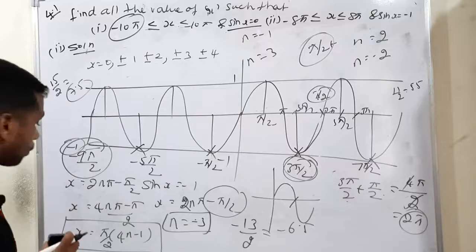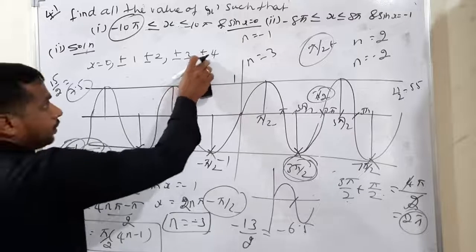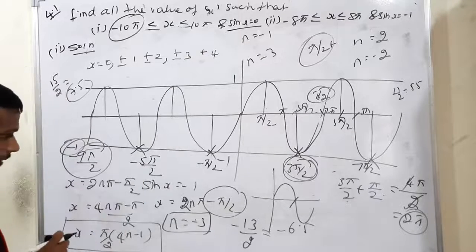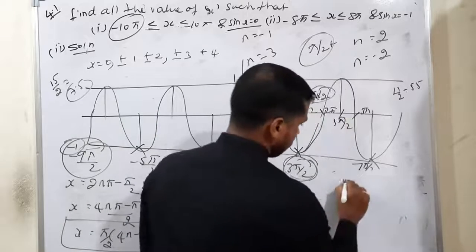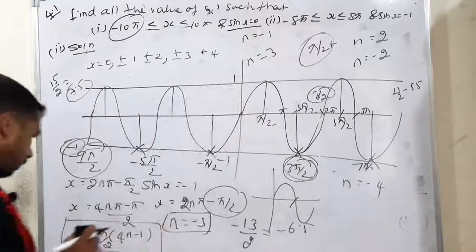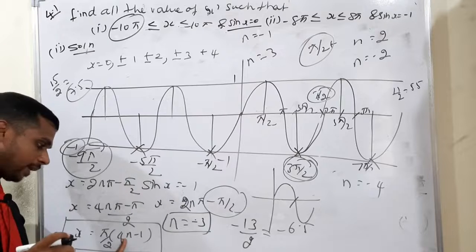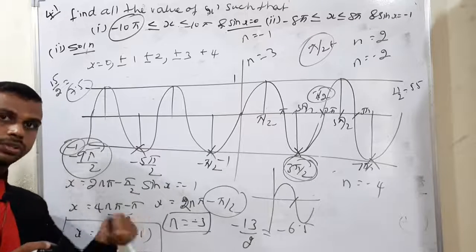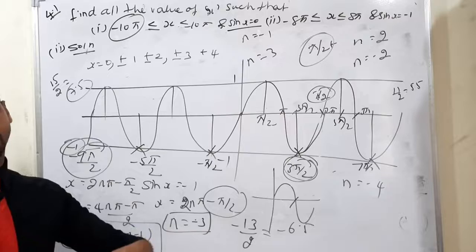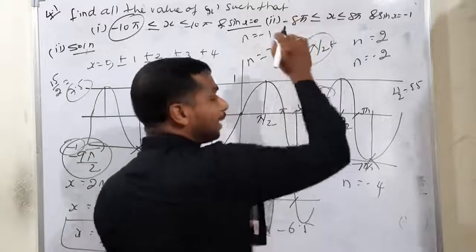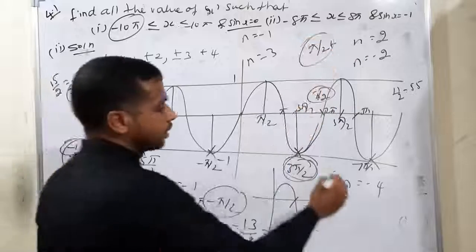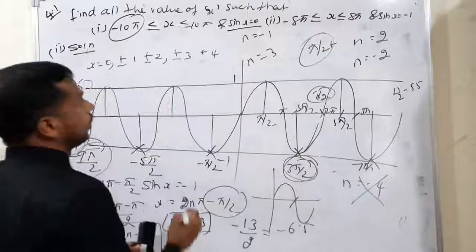But minus 4 means what will happen? That's why only plus 4 is possible. Minus 4 means, so n is equal to minus 4 means what will happen? 4 into minus 4 means minus 16. Minus 16 minus 1 is equal to minus 17. Minus 17 divided by 2 means minus 8.5 pi. But we have the interval only minus 8 pi to positive 8 pi. This is actually n is equal to minus 4, not a suitable case.